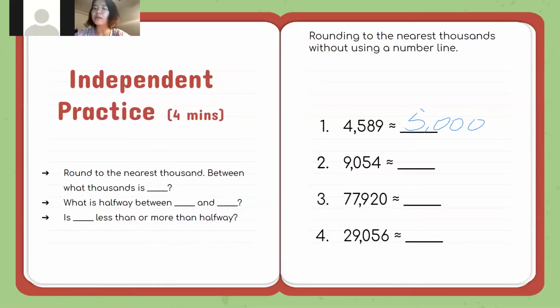Okay, and our second number, 9,054. So round to the nearest thousand. Between what two thousands is 9,054? The answer is 9,000 and 10,000. And what is the halfway between 9,000 and 10,000? The answer is 9,500. And is 9,054 less than or more than this halfway point? The answer is less than. And when a number is less than the midpoint, we'll round this number down. So the answer for this one is 9,000.